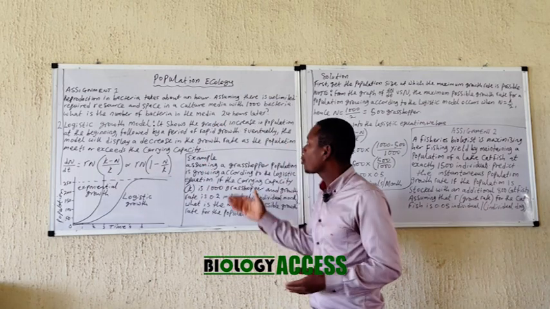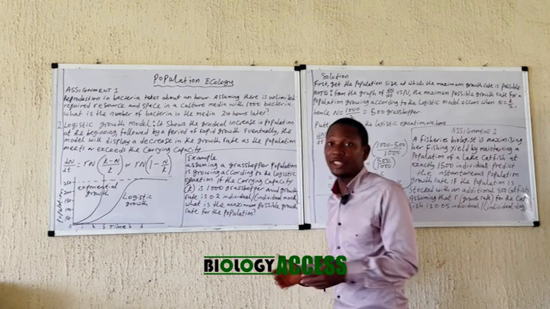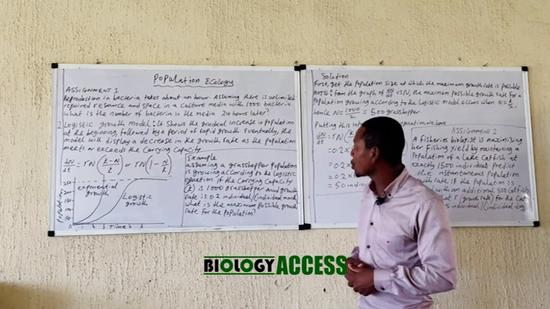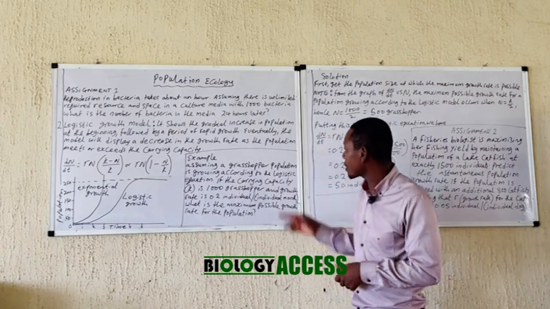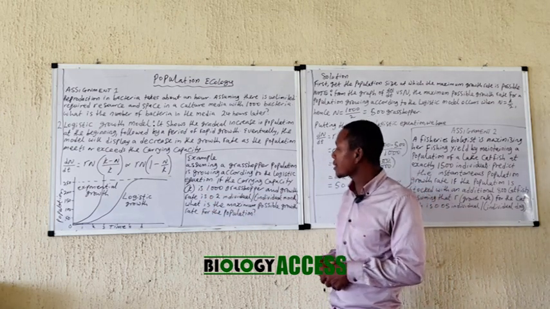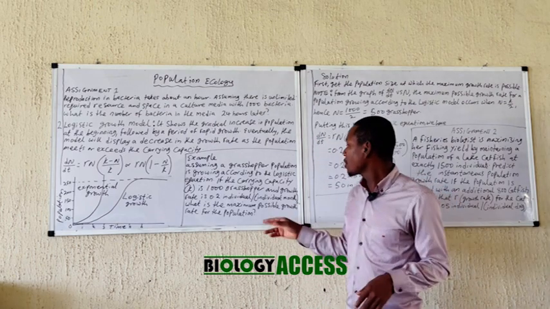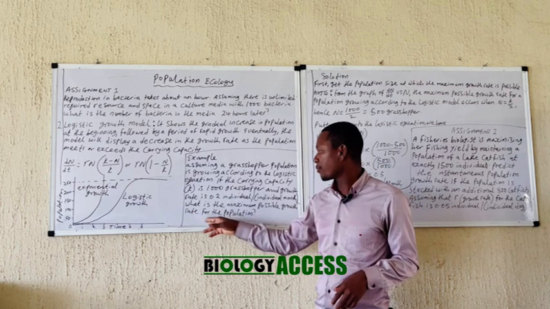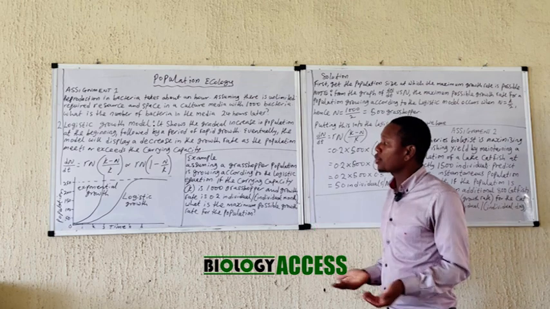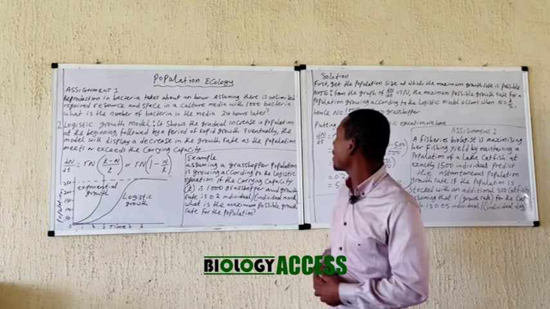So we can eventually attempt a question regarding the logistic growth model, the way we did for the exponential growth model. Assuming that a grasshopper population is growing according to the logistic equation, if the carrying capacity K is 1,000 grasshoppers and the growth rate is 0.2 individual per month, all right? What is the maximum possible growth rate for the population, all right? So as usual, we are going to use our equation. Either this or this will give you the same answer.